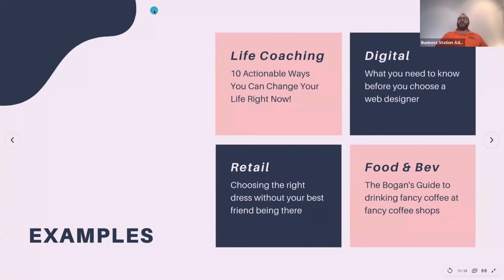So some examples I've got here are very, very catchy little things such as life coaching: 10 actionable ways you can change your life right now. That is the formation. You can have one page for each tip. And the tips only have to be: here's the topic, here's a little brief summary of it, and here's dot points about those ways you can change your life within that particular summary. It can be something digital.